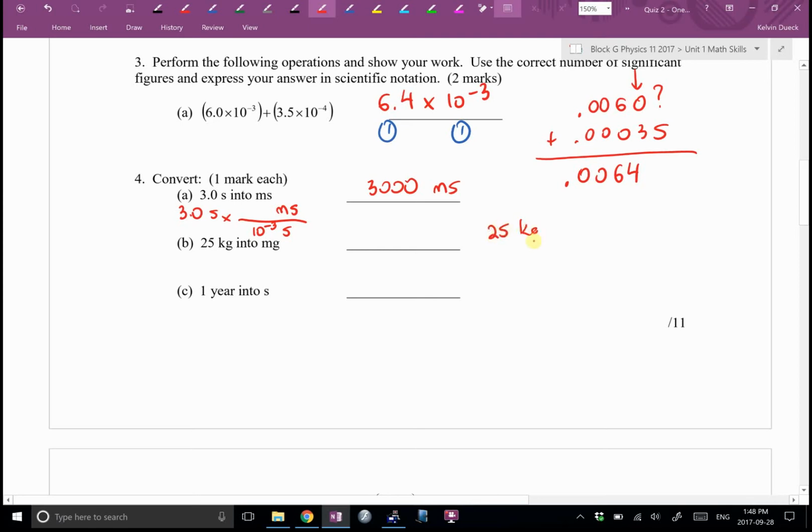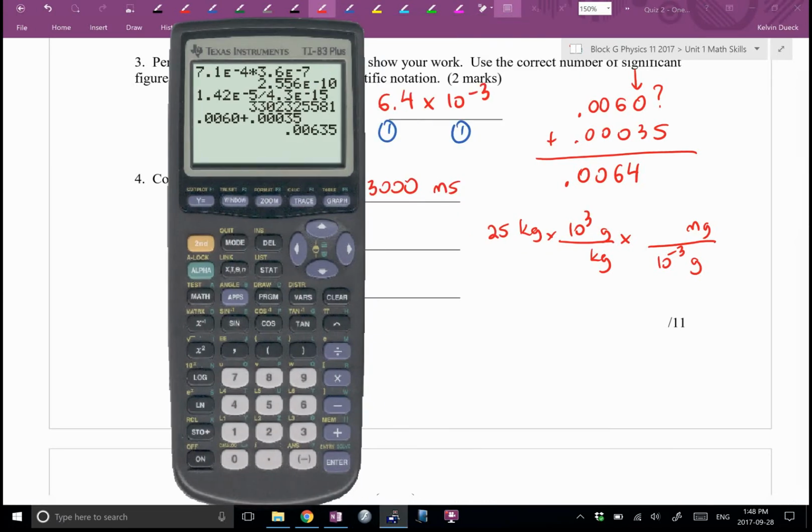25 kilograms. Ethan, my friend, I want kilograms to cancel. I'll go to grams, and that's a 10 to the 3. And then I want grams to cancel. I'm going to go to milligrams, and milli is 10 to the negative 3, which is going to go on the bottom. So on my calculator, I'm going to type 25 times 10 to the third divided by 10 to the negative 3. And lo and behold, I get a 25 with 6 zeros.